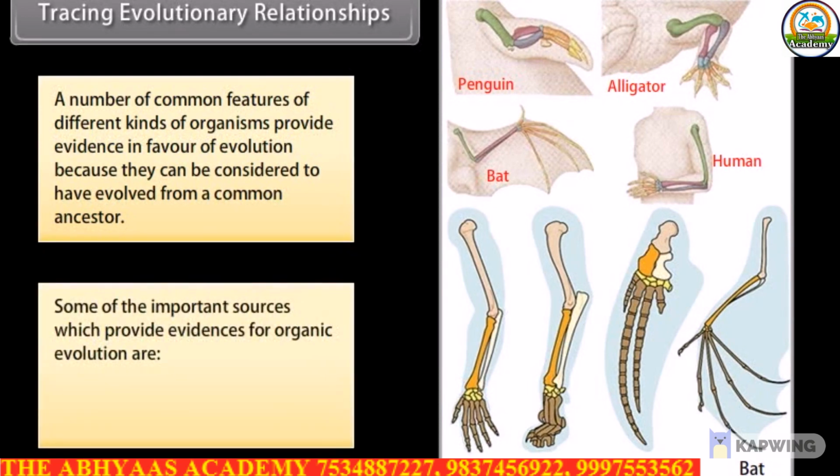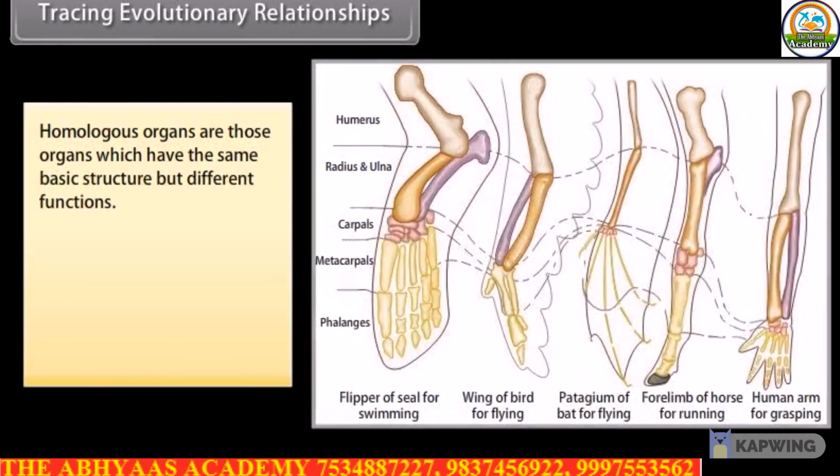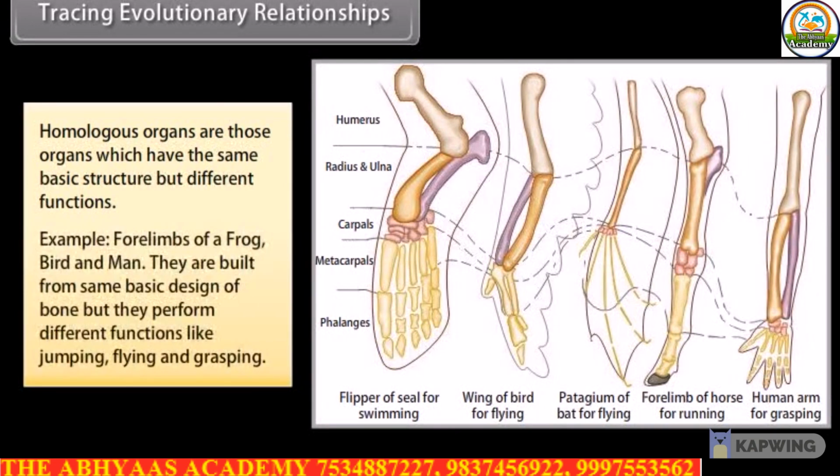Some of the important sources which provide evidences for organic evolution are homologous organs and analogous organs. Homologous organs are those organs which have the same basic structure but different functions. Example, forelimbs of a frog, bird, and man. They are built from the same basic design of bone, but they perform different functions like jumping, flying, and grasping.